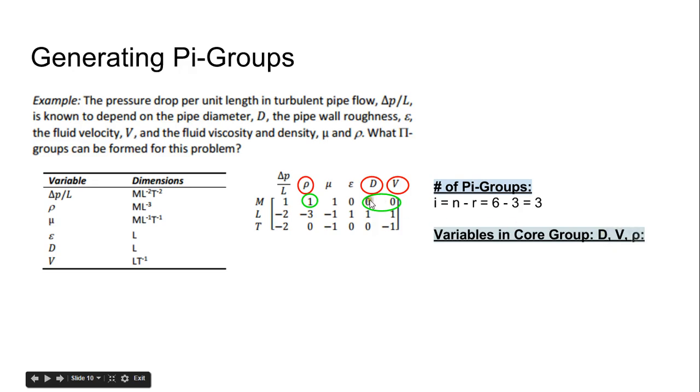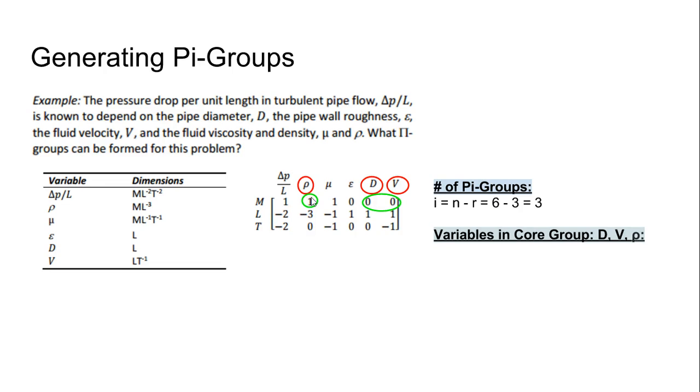So for all of these variables, if you look in the matrix here, you can do a quick check. If I pick rho, V, and D, I sum up the exponents here for the M. So I'm going to do 1 plus 0 plus 0, and that does not equal 0. That equals 1, right? So that's good. You can also do the same check for the L and the T, but basically, if you're not getting M to the 0, L to the 0, and T to the 0, then you're good.